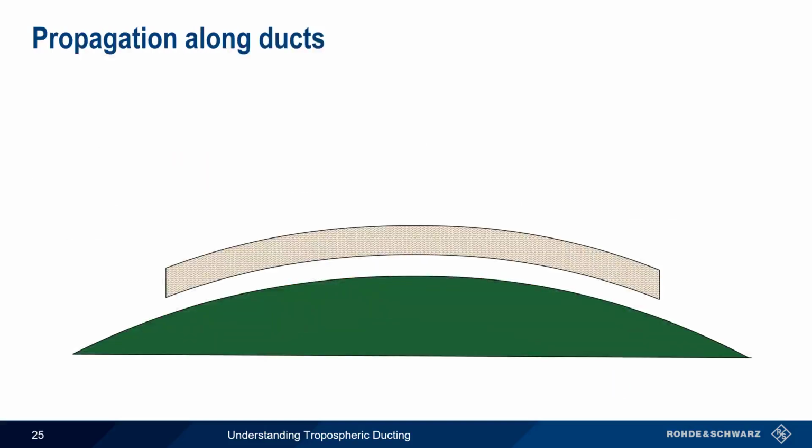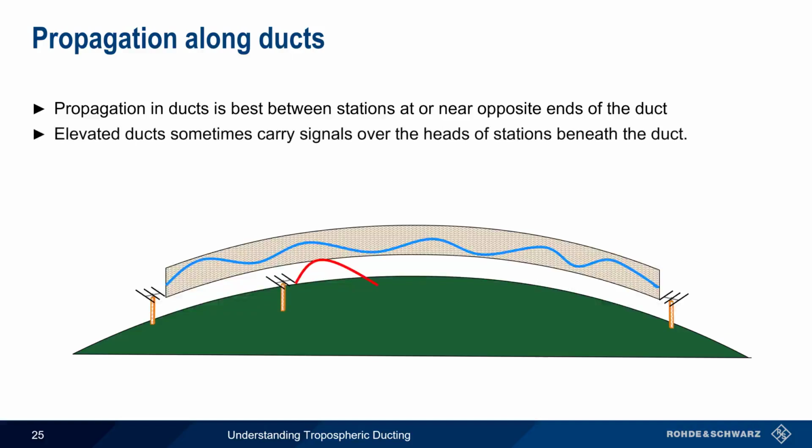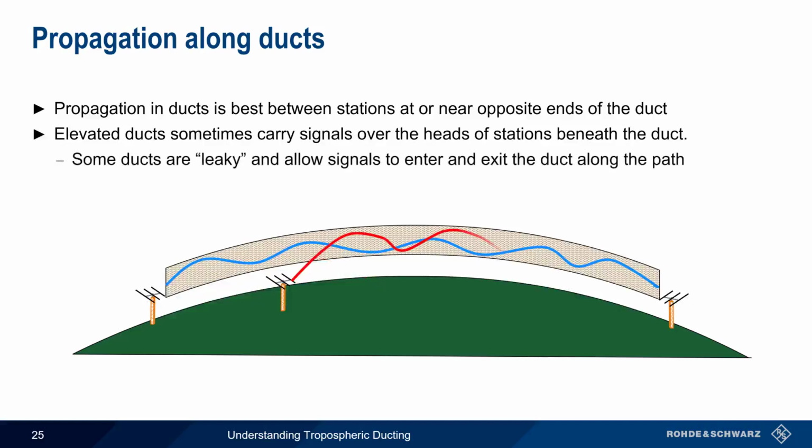Regardless of the type of duct, the best propagation conditions are observed between stations at or near opposite ends of the ducts. In some cases, stations that are along the path of an elevated duct may not be able to launch signals into or receive signals from the duct. Some ducts are, however, leaky and will allow signals to enter or exit the duct at various points along the path.